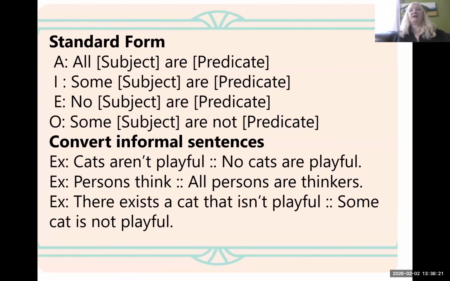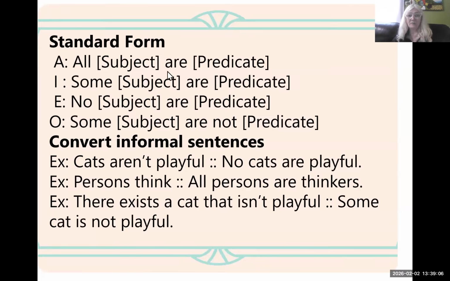So here's how we standard form our sentences for our categoricals. And this is what we do before we analyze them. If we have a sentence, for example, that says "cats aren't playful," we convert that into our E sentence: no cats are playful. When we have a sentence like "persons think," it gets a little awkward when we standard form it, but we put it into "all persons are thinkers." What we're doing here is putting a copula, which is the connecting word "are," between the subject and the predicate to make it clear what the relation between the classes is.